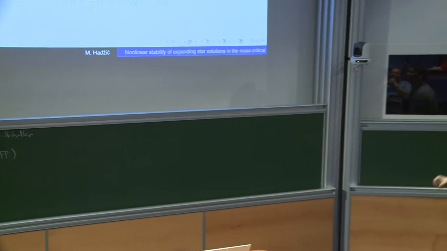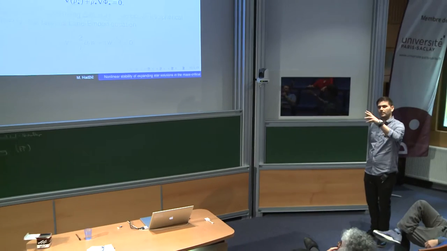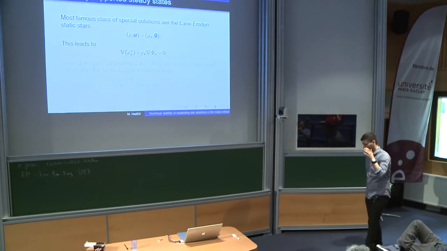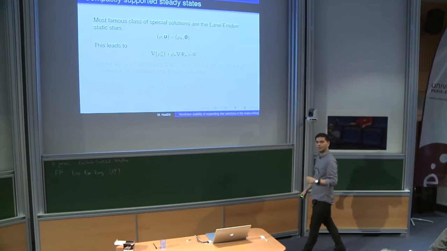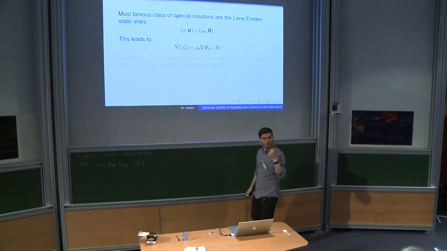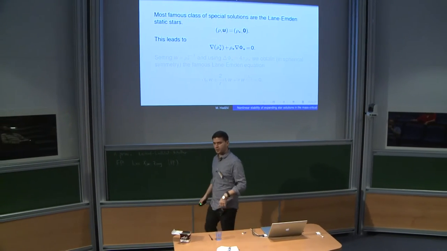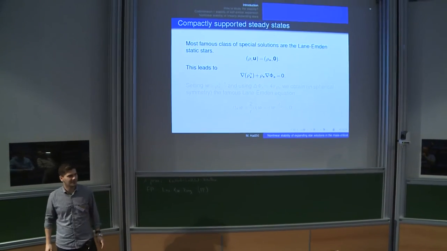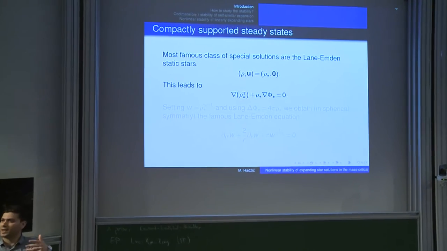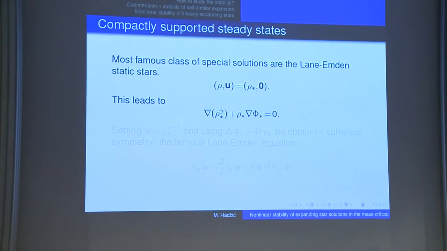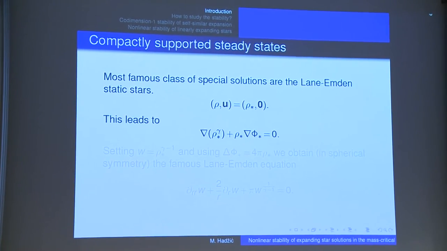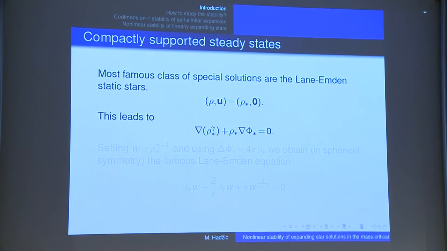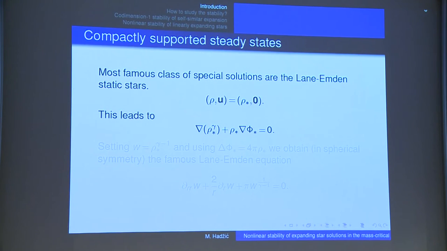I will now try to do three things for you. I will give you an example of this famous class of steady states known as Lane-Emden stars. Then, I'm expecting a sigh of relief, I will produce an invariant rescaling for this problem and explain a certain notion of criticality that enters, and that will motivate the main results.